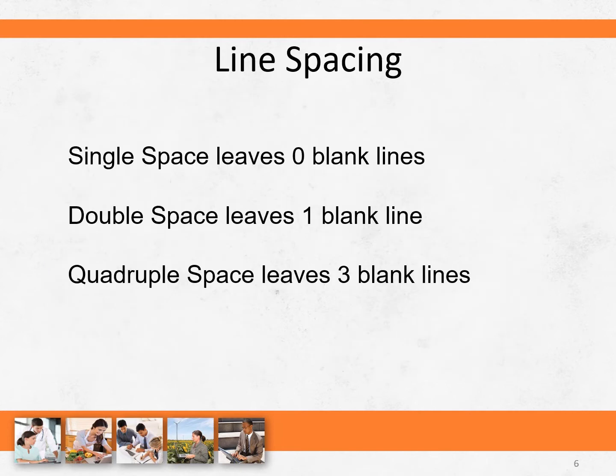Line spacing, single space means you're leaving 0 blank lines. So when the program wraps as you're typing, or you hit the enter key, there's no blank lines. One line and then the next line. Double space means you are leaving 1 blank line, which is what I have here, although it's a wide line. Quadruple space means you're going to leave 3 blank lines.